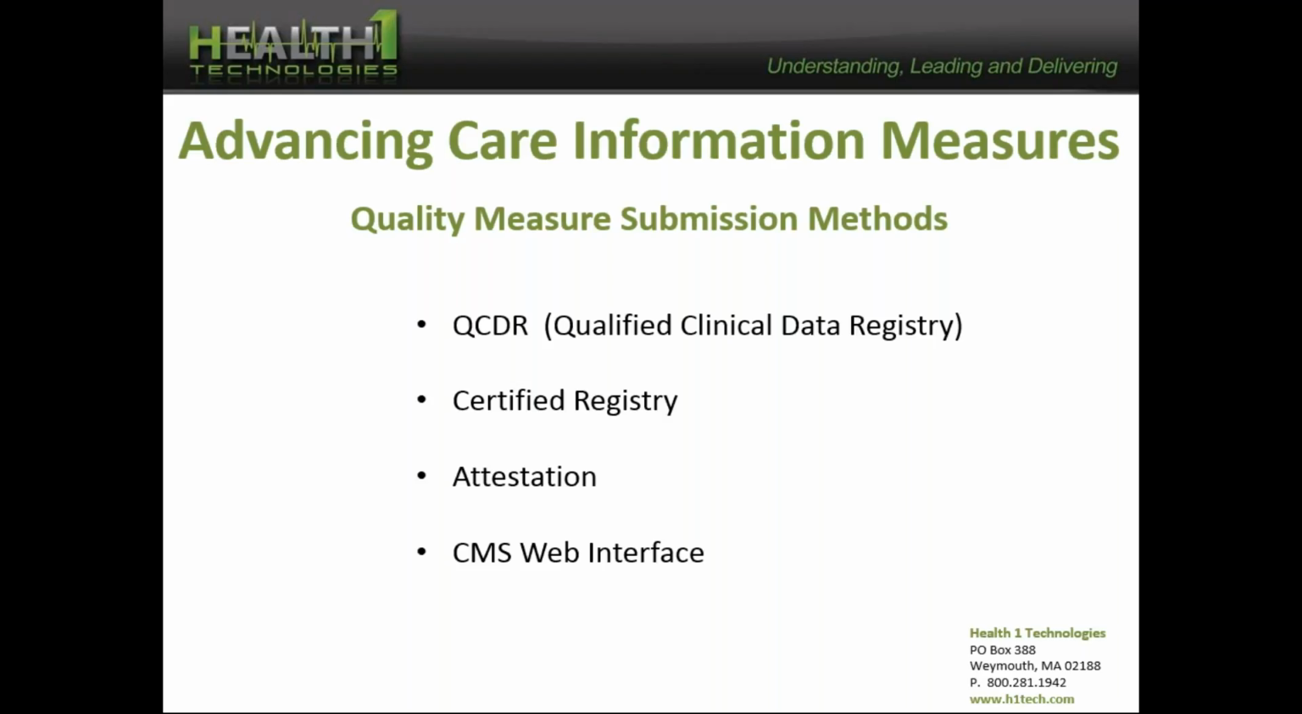So there's going to be a few other options available. The QCDRs, which are the clinical data registries, which we talked about in the quality program. Certified registries, which previously had just submitted PQRS data, are now supposed to be able to submit the ACI data as well. There's still going to be a manual attestation process, and then there is a CMS web interface also that can be used. So in the end of 2017, when we do that reporting process, the ACI components will need to be reported in some way. And one of these is how you will actually support or submit those measures.